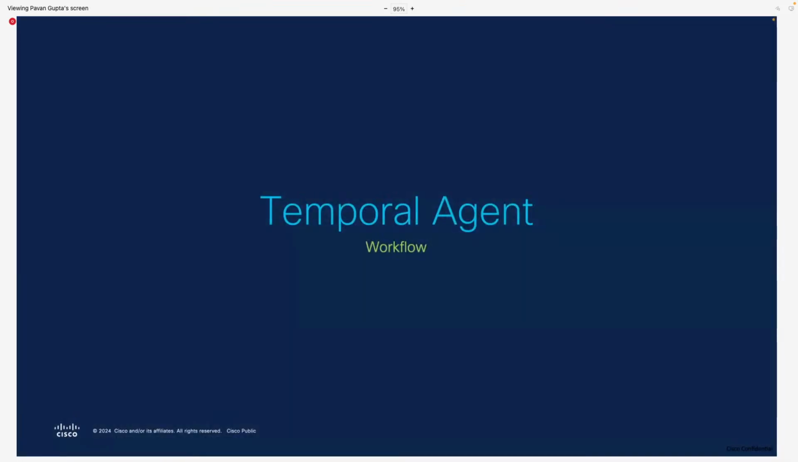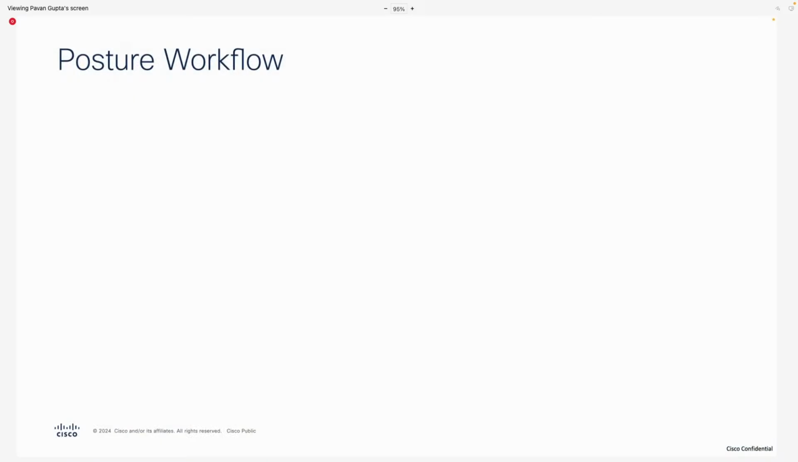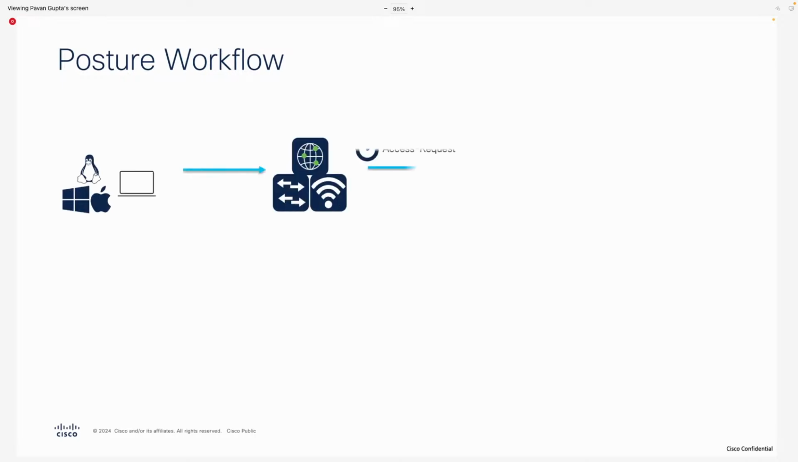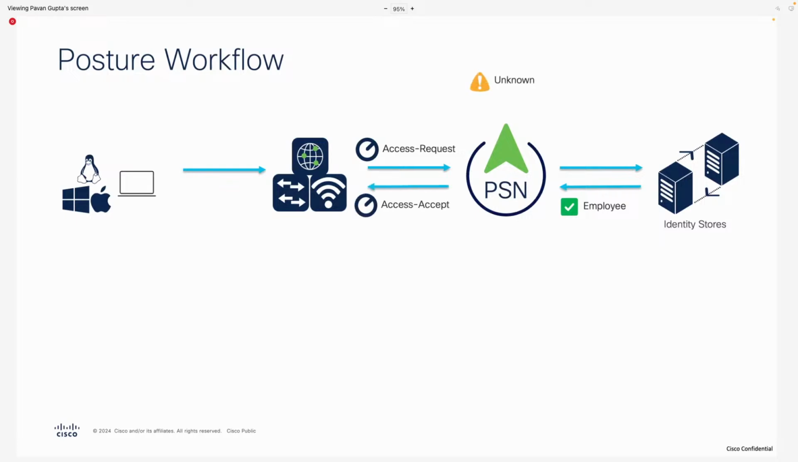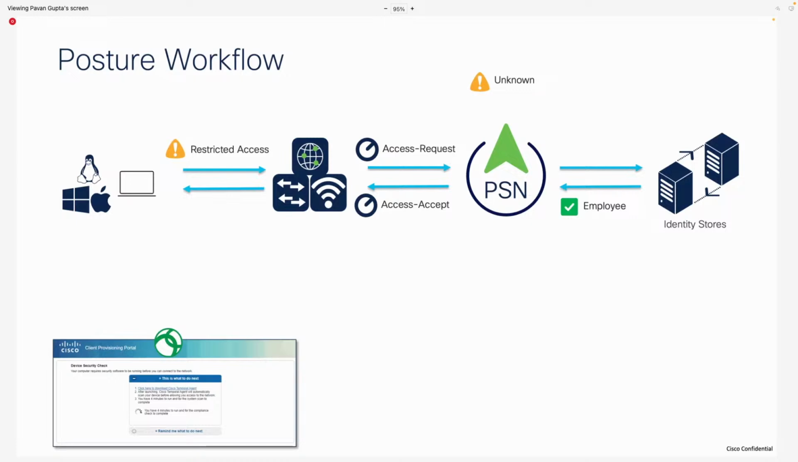Now coming down to the last agent type, called a temporal agent. The temporal agent gives you the flexibility not to install any agent on the endpoint, but with the temporal agent executable file, we can get the posture assessment of an endpoint. So how does it work? When the endpoint connects to the network for the first time, it's the same thing, but instead of provisioning Cisco Secure Client or an agentless plugin, we can provision the temporal agent through the client provisioning portal.